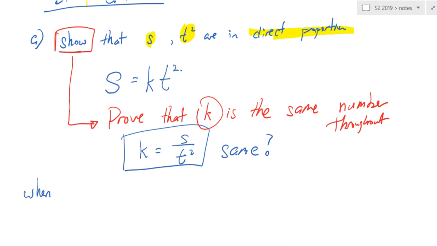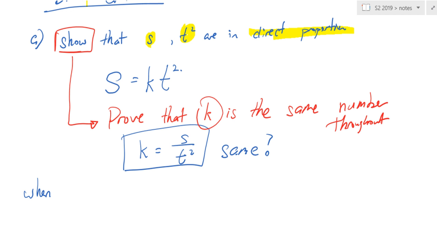Agree? What I want to do is show whether K is always 2, always 3, or always 5, that it's always the same number. So what do I do? Very simple. I don't want the T square, so I bring it over. So this is K, not the S. So it looks like inverse, but it's not inverse. This is still direct. Now let's try the first set of values.